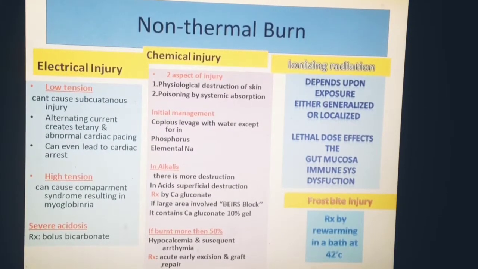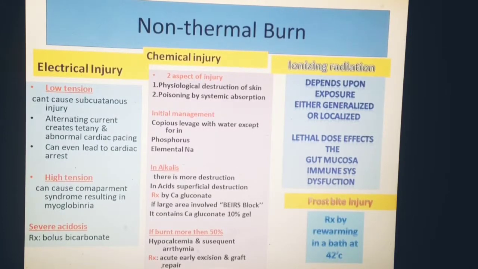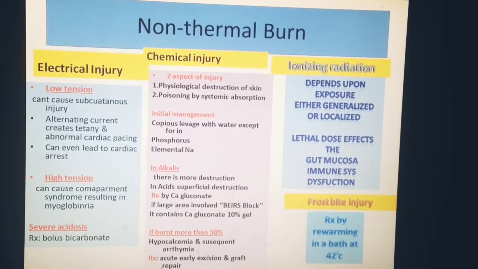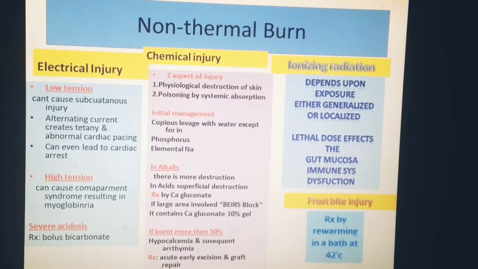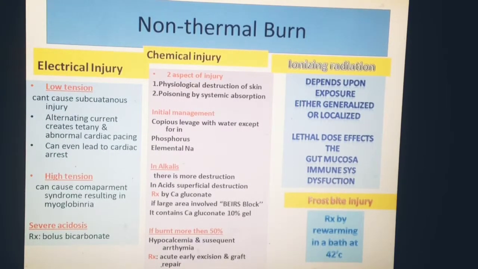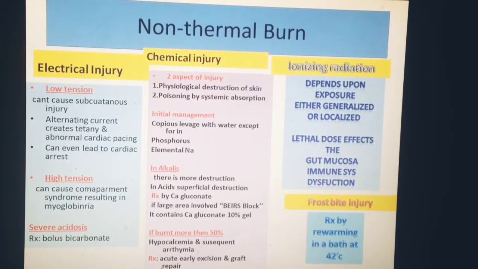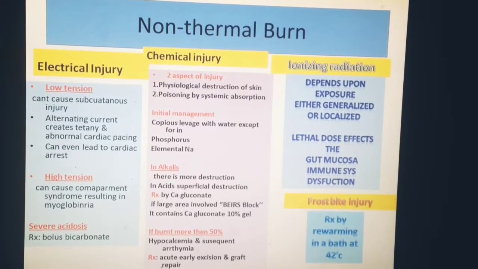Then, destruction by ionizing radiation depends upon exposure. Either this exposure to ionizing radiation can be generalized or localized. A lethal dose can affect the GIT mucosa and cause immune system dysfunction. In frostbite injury, the treatment of such a patient is by rewarming them in a bath at 42 degrees.